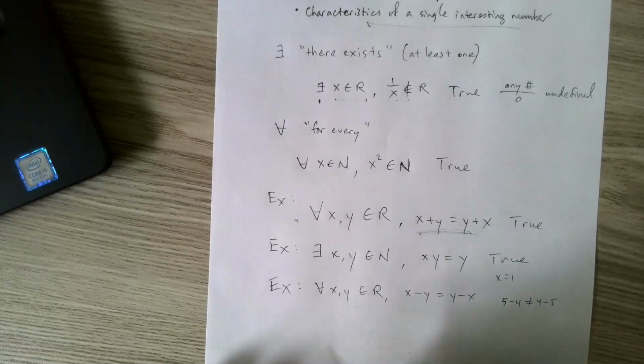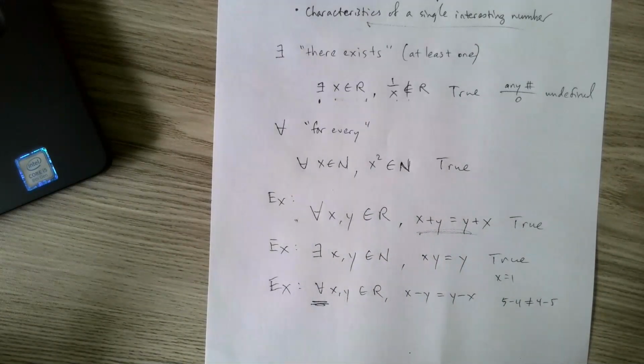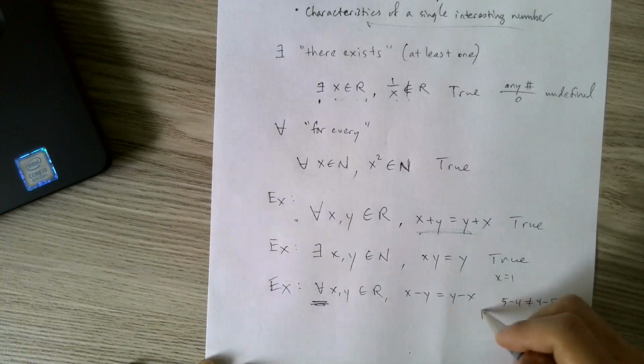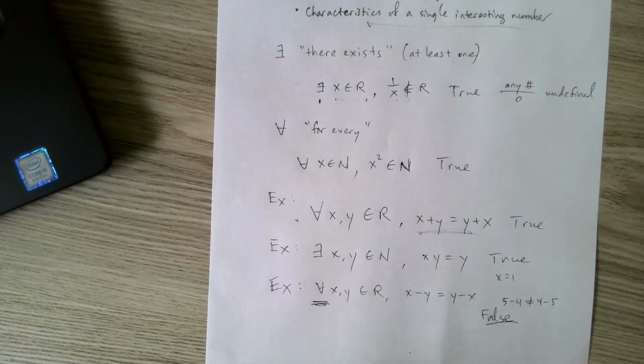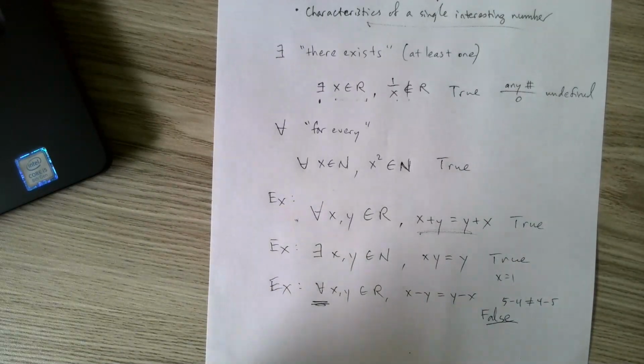But since I said for every, it can only be true if it's true in every case. That's what for every means. Every case. If you find even one case, one example where it doesn't work, then you must say false. Here we have many cases where it wouldn't work, but it only takes one case for you to say no, that's wrong, false.